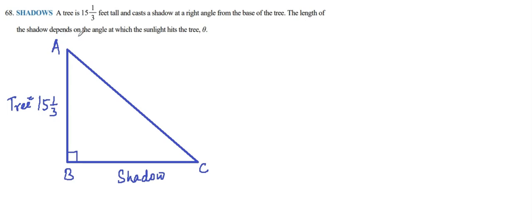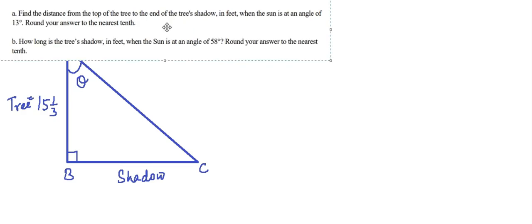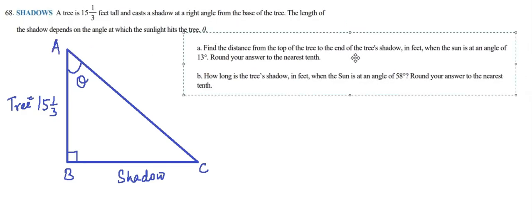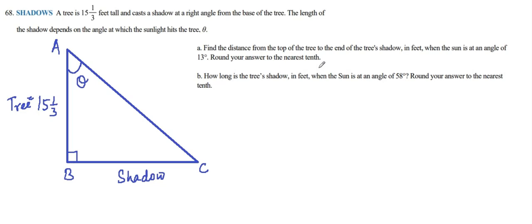The length of the shadow depends upon the angle at which the sunlight hits the tree. So firstly we need to see which one is theta here. That is very, very important. So I think the diagram is given to us. Theta is given here. So this is theta. Look at A and B. What we need to find out, this is A and B right here. Easy, not so difficult. They are saying that the angle is 13 degrees. So this is 13 degrees.